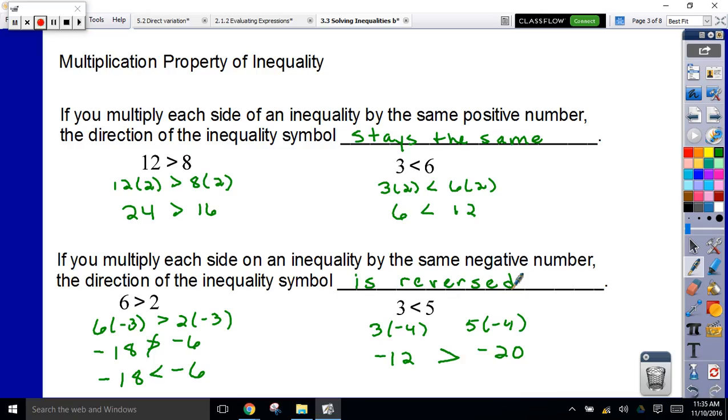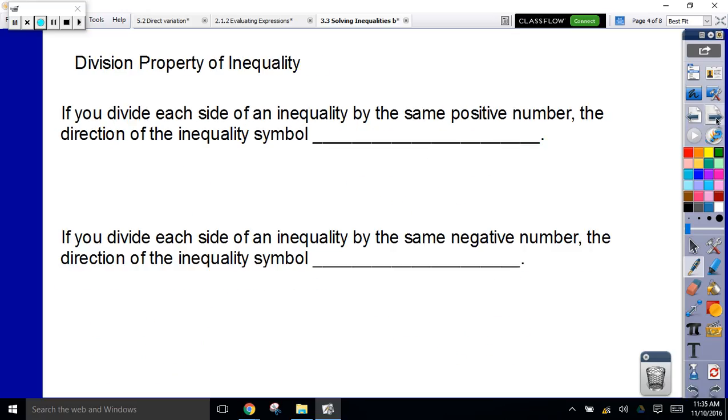So that's the tricky thing that you have to remember. Every time you multiply or divide by a negative number, you're going to reverse the inequality sign. Everything else stays the same. That's the only change you're going to be making. The division property of inequality is exactly the same as the multiplication property. If you divide each side by the same positive number, the direction of the inequality symbol stays the same. But if you divide each side by the same negative number, the direction of the inequality symbol, again, will be reversed.